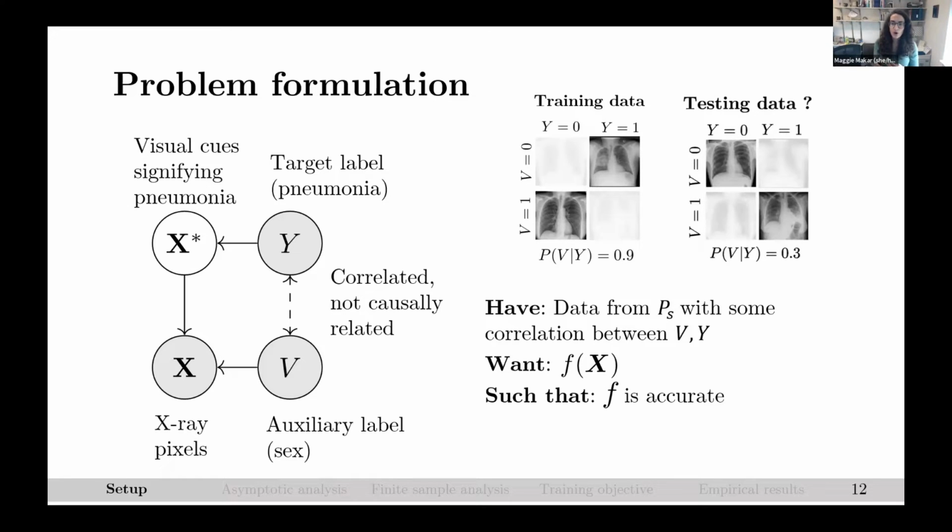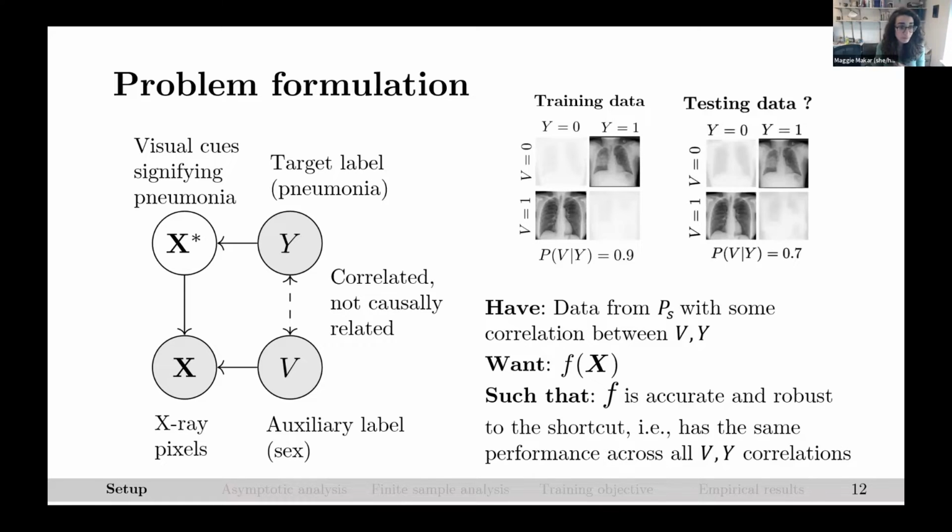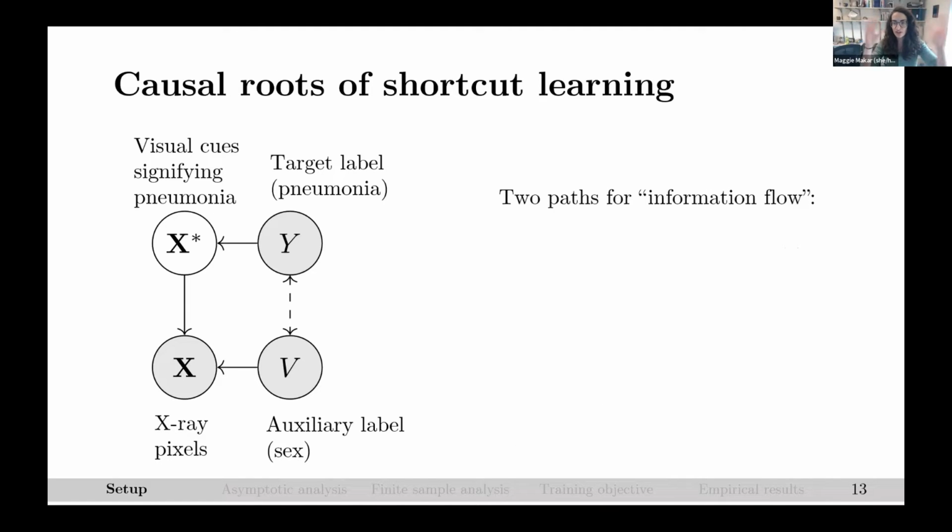But we don't know what our test distribution will look like. We don't know what kind of correlation will be encoded in our test distribution. So it can encode some correlation between V and Y that is different from the source distribution, but the causal relationships will be the same as the source distribution. So what we really want is we want this F to be accurate, and we want it to be robust to the shortcut, meaning we want it to have the same performance across all possible V and Y correlations. So that's sort of the first advantage, that we can now explicitly state what kind of invariances we want.